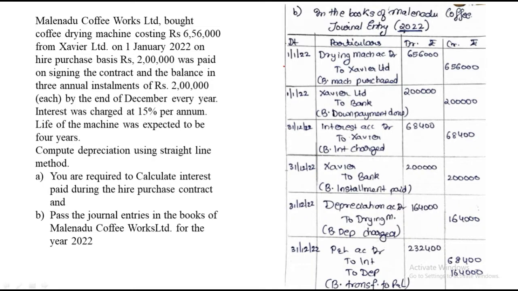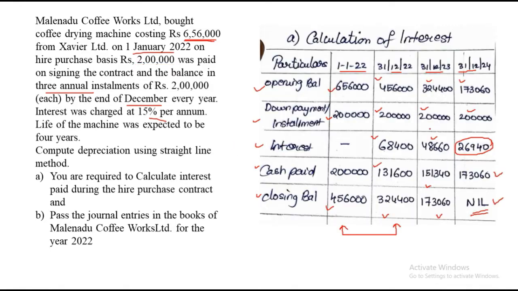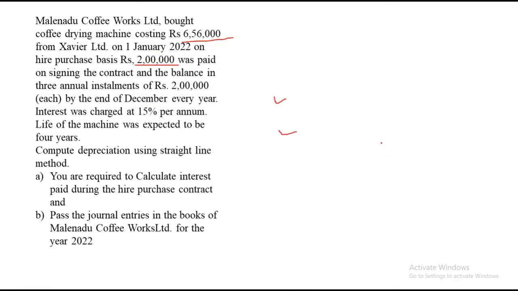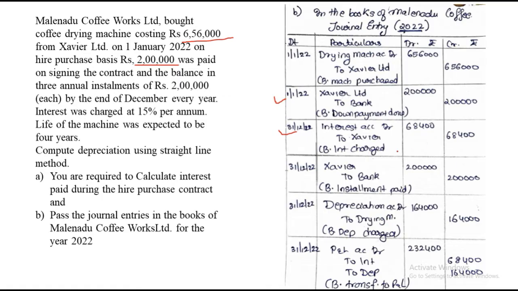First entry will always be your purchasing. So the entry will be drying machine account debit to Xavier because you are purchasing the machinery. Value was 6,56,000. Number one. On the same date, there was a down payment made of 2 lakh. So Xavier to bank, 2 lakh, being down payment made. Okay, so that was on the very first date. Now, at the last date of the year, interest was charged. Interest, always remember, will be on the debit side, so it's interest account debit to Xavier. The first interest was 68,400. So 68,400 on either side, being interest charged.